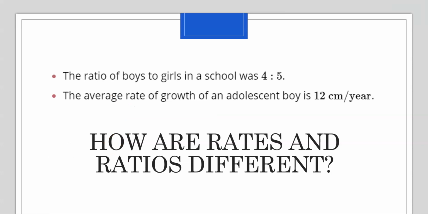Okay, so how are rates and ratios different? If we look at this, the ratio of boys to girls in a school was 4 to 5. Okay, so 4 boys to every 5 girls. Whereas the average growth of an adolescent boy is 12 centimetres per year. So in that rate, we've got those different units and we're saying per. Whereas in a ratio, we're saying something to something, and in our rates, we're saying per something.